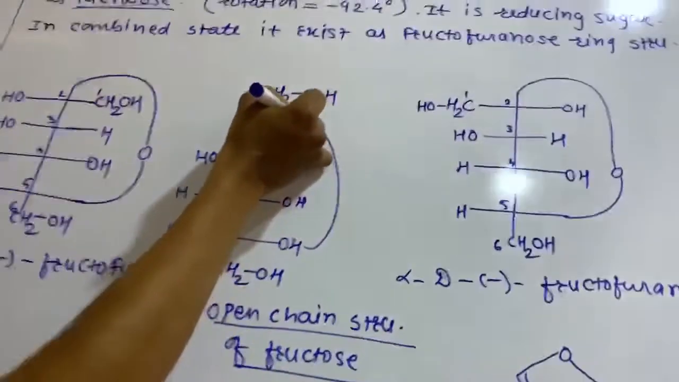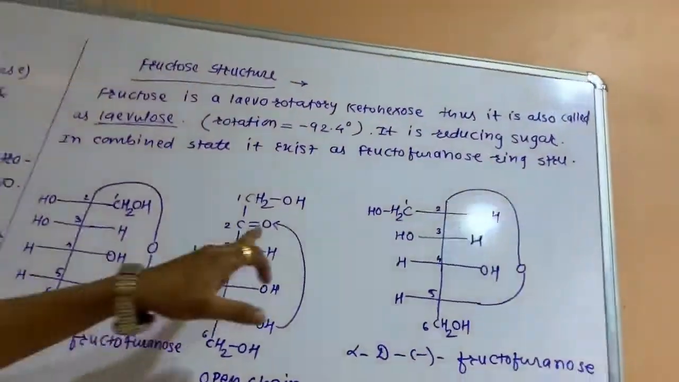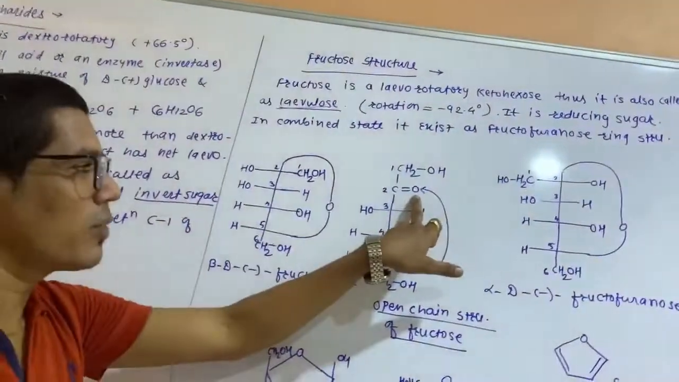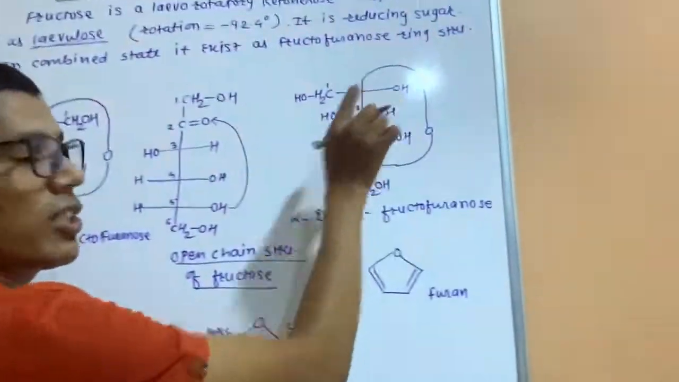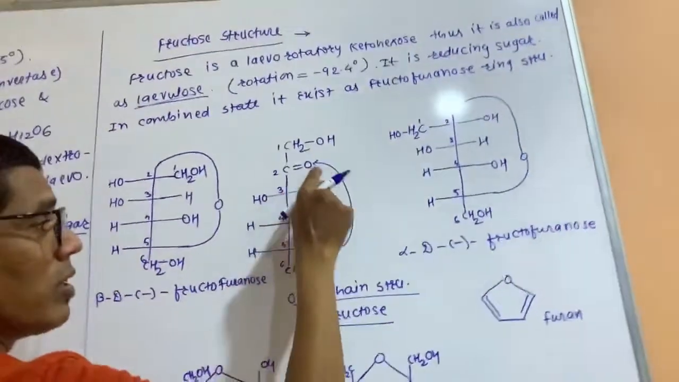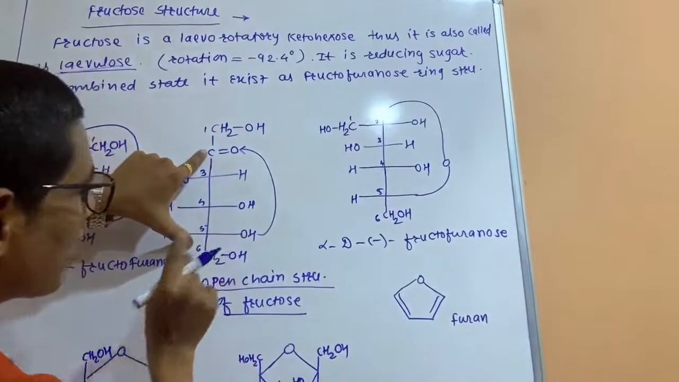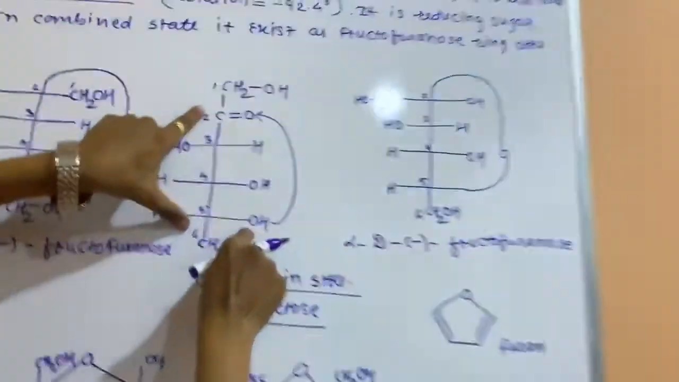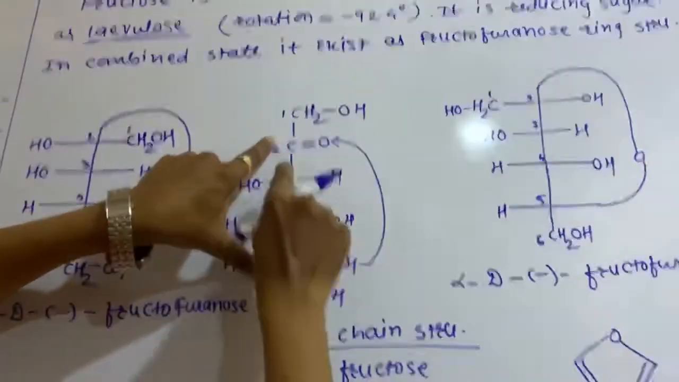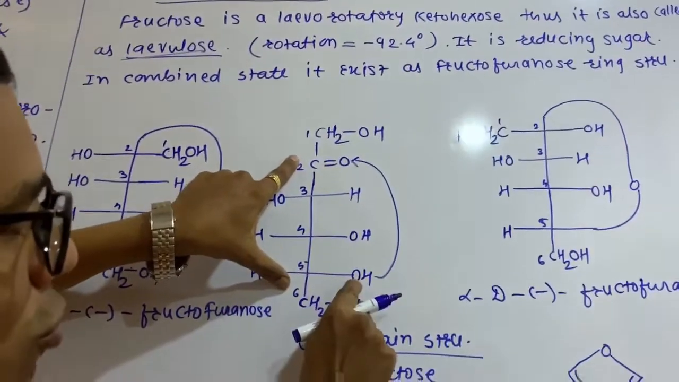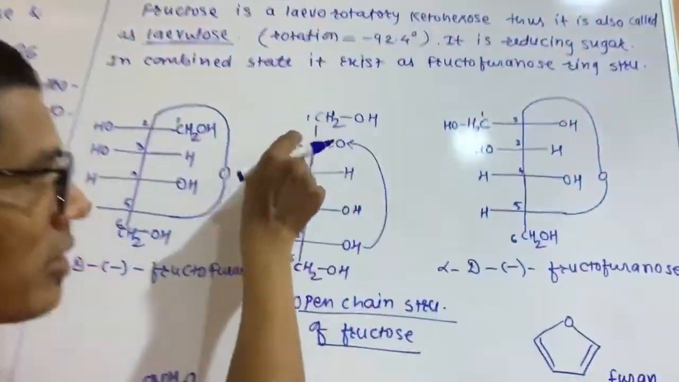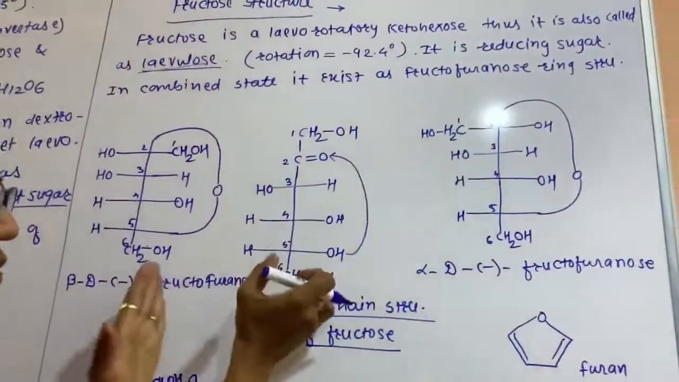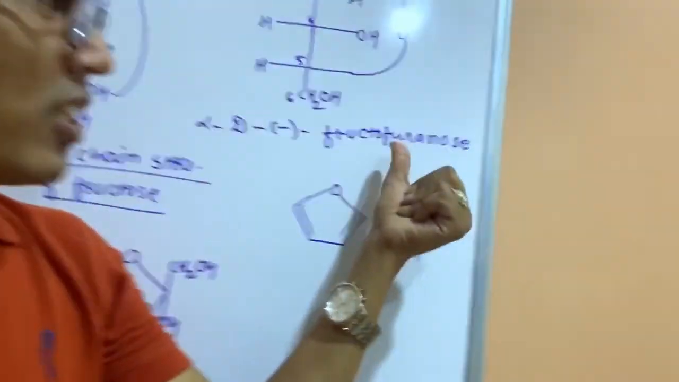Now see what happened. This hydrogen gets transferred to the oxygen, and therefore this double bond O is converted into a single bond OH. Now this oxygen atom connects the second and fifth carbon atoms. These carbon atoms are connected by means of oxygen. That means a 5-membered ring: 1, 2, 3, 4, and the middle oxygen is present. The first carbon, CH2OH, is present on the second carbon. See this structure: alpha-D-(minus)-fructofuranose.